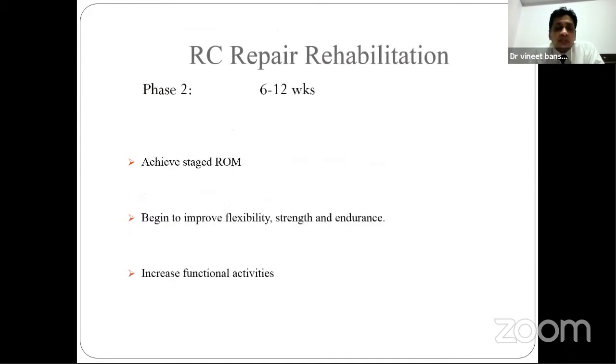So we move to the second phase, which is 6 to 12 weeks. We again focus on getting back the range of movement. In this phase, active movement is started, and we expect full range of movement. We start getting the patient to do some light strengthening exercise, some endurance exercise, and flexibility exercise, and to increase his functional activities.